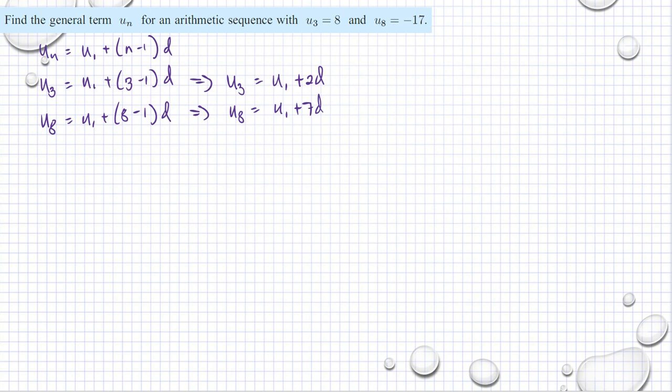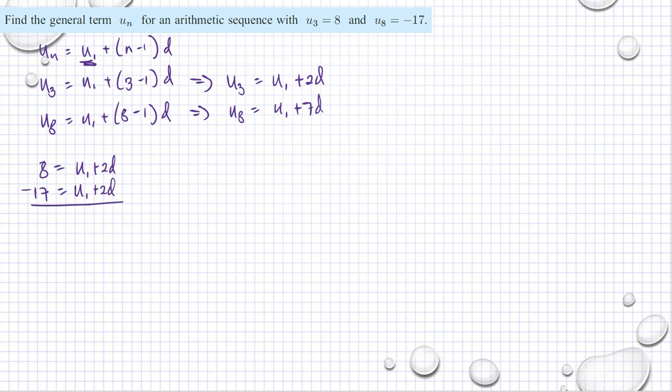If I'm going to put the value of u sub 3, then we have 8 is equal to u sub 1 plus 2d, and then we have negative 17 is equal to u sub 1 plus 7d. Why am I using this now? Because it is important that we find our u sub 1. When we find our u sub 1, then we can find our d also, the difference. Then it is easier to find the general term.